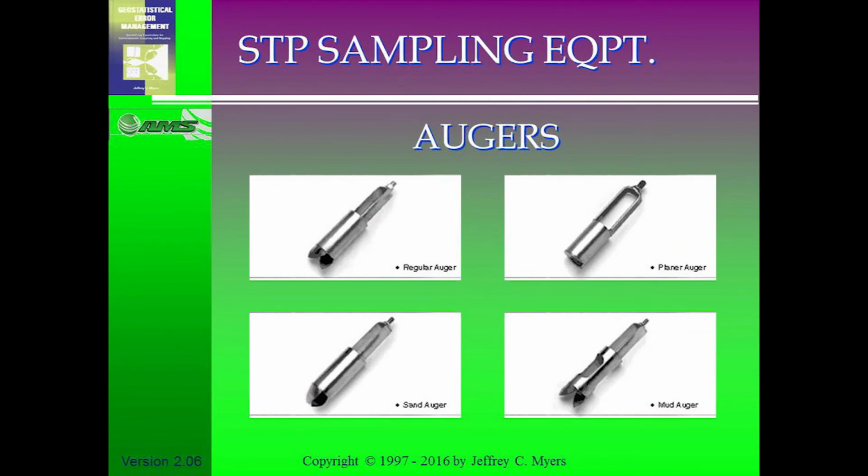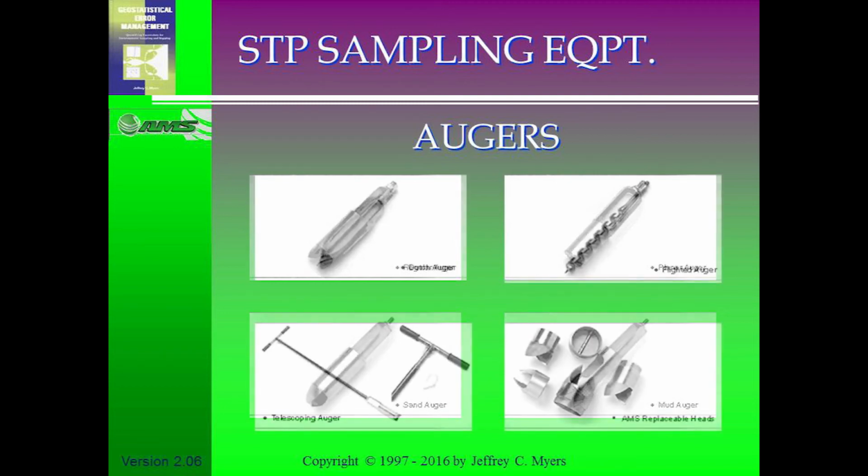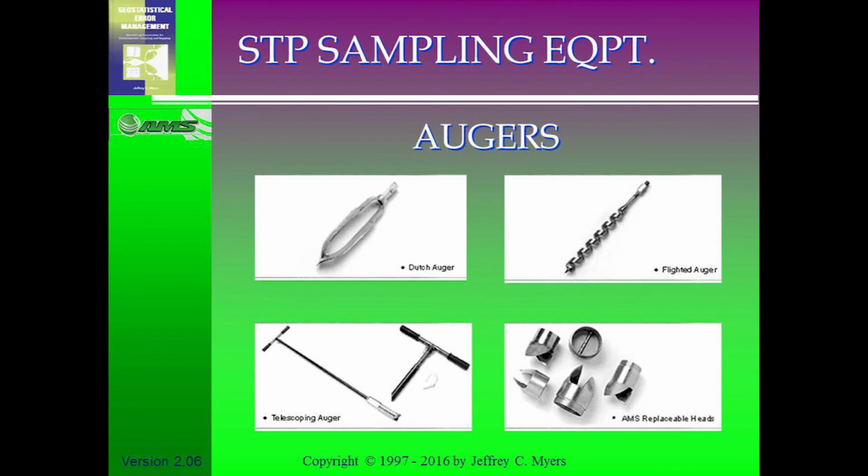Lots of pictures here, just some various augers. You can see the type of material impacts basically the tip of the auger. Here's a regular one. You can see sand that tends to fall out. They have a different closing mechanism. Here's for mud. Here's for planer augers. Dutch auger, I've never used one. I'm not really that familiar with that.